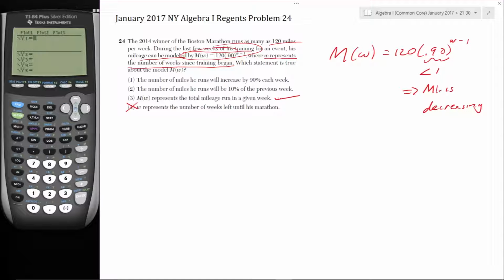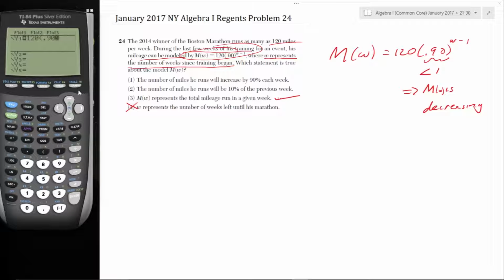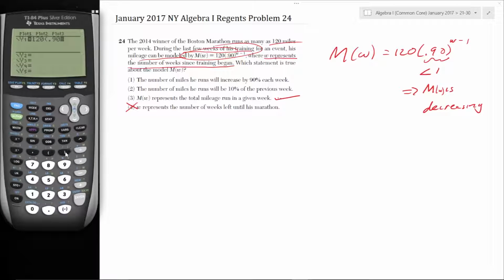And let's just verify. So 120 times 0.90 to the power of, in this case, x minus 1. And then we go to the table because we're not interested in graphing it. So 120, then 108, then 97, right? Then 87. This is going down. So that's not it.